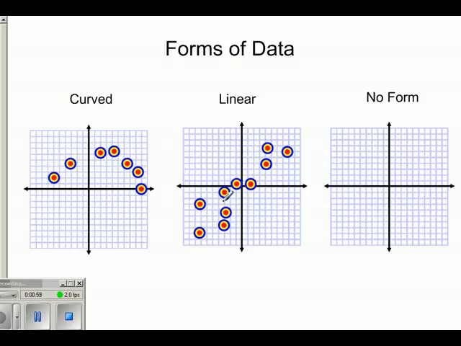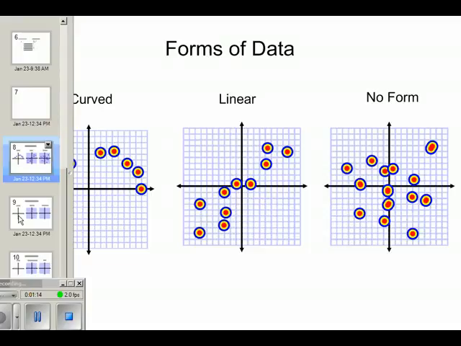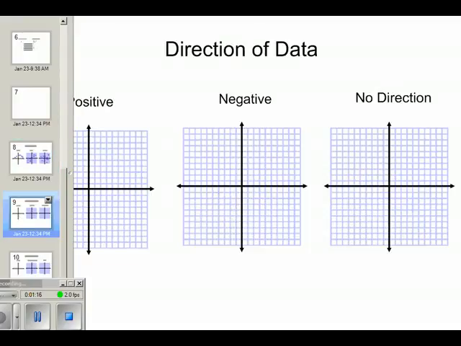And then we have a third form that we're going to discuss in this textbook, and that's no form. That's just, hey, I've got my data plotted, and it's all over the place. There's no way to know what's going on there. So that's form. Let's move on to direction, direction of the data.